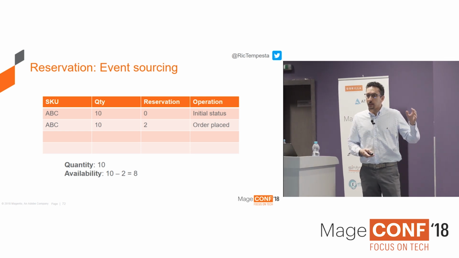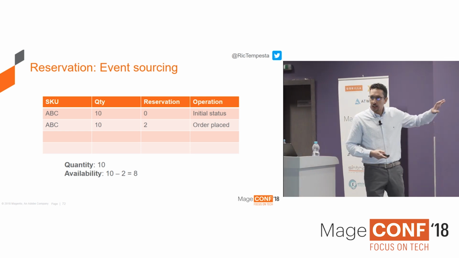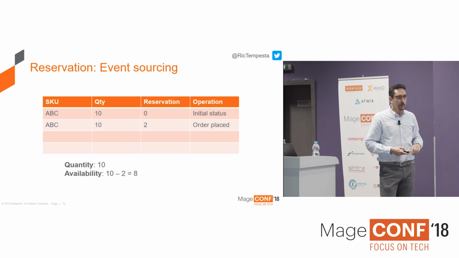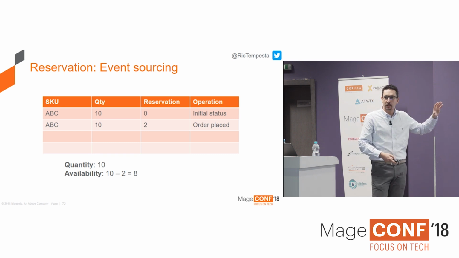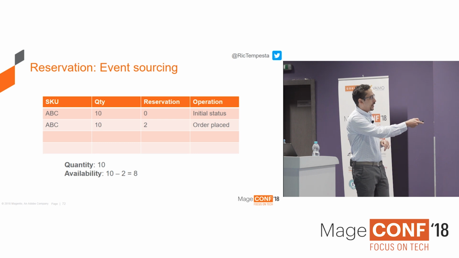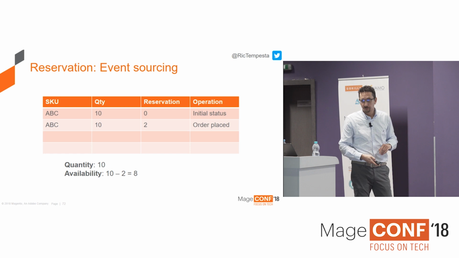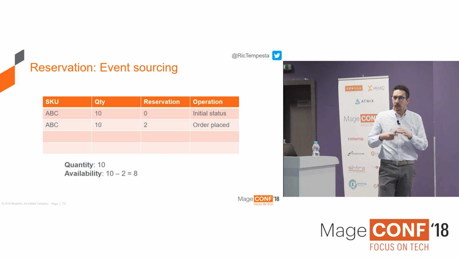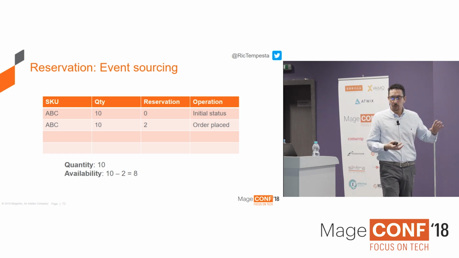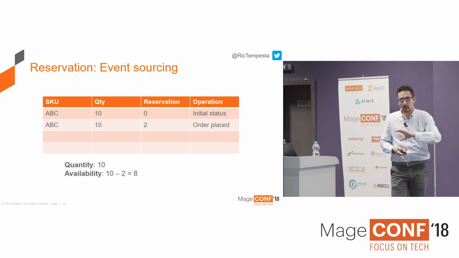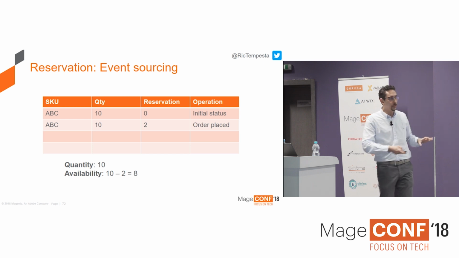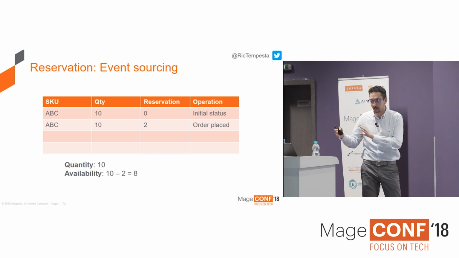When the order is placed, we create a reservation. This is a simple representation of a table. So we reserve 2 products. And as I told you before, we have 2 different concepts: quantity and availability. Quantity is still 10, but the availability is the quantity minus the reservation. This is much more like reality, because in your warehouse you still have 10 products, but you reserved 2 products, so no one can buy them. This is why the quantity is 10 and availability is 8.